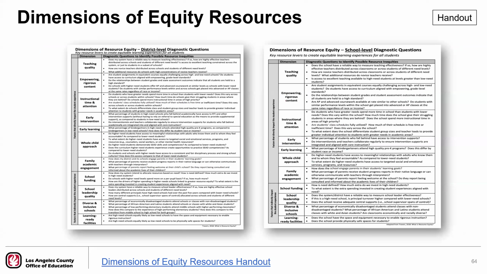So this is a handout adapted from Travers' work. It takes each of the dimensions of resource equity and poses a set of questions to help districts or schools self-assess their current system. It is available on our Canvas page, and a link is provided in this slide.